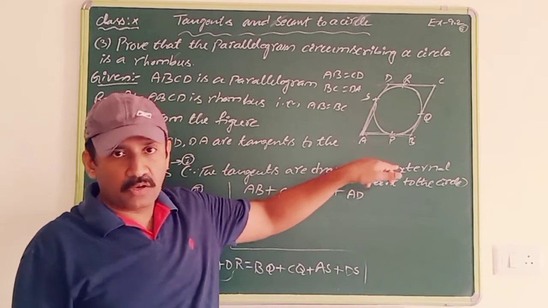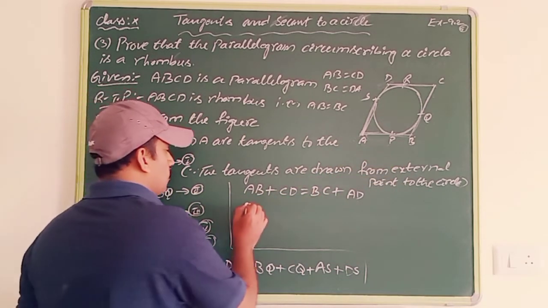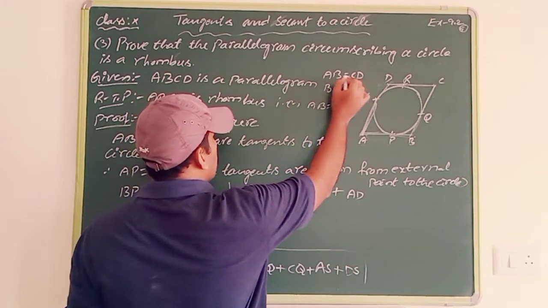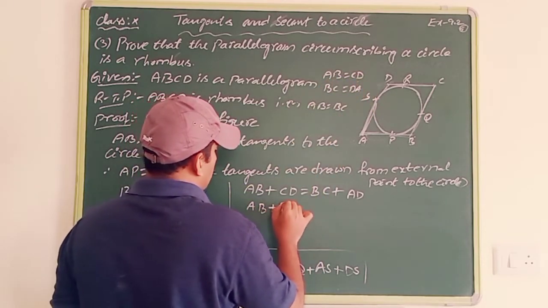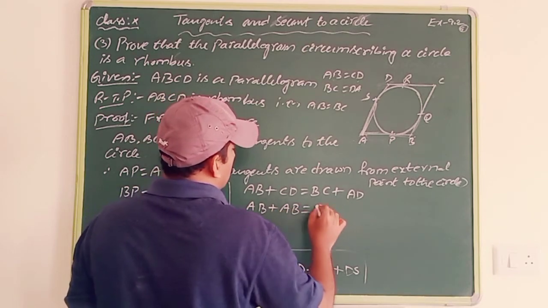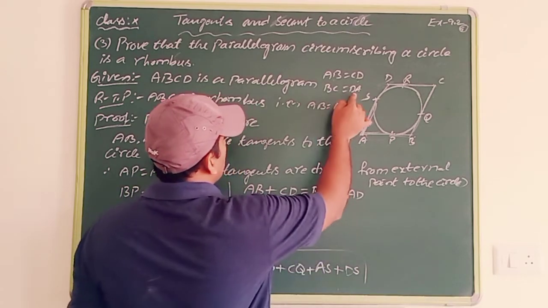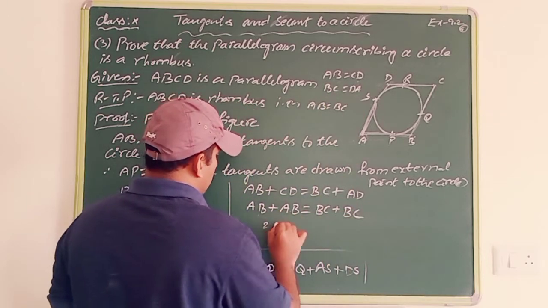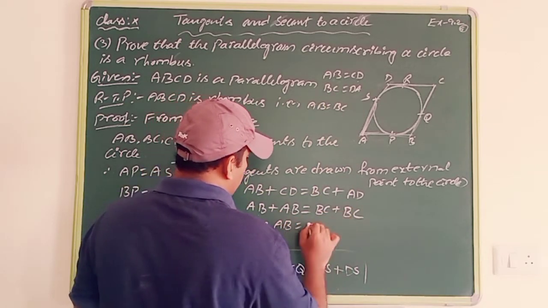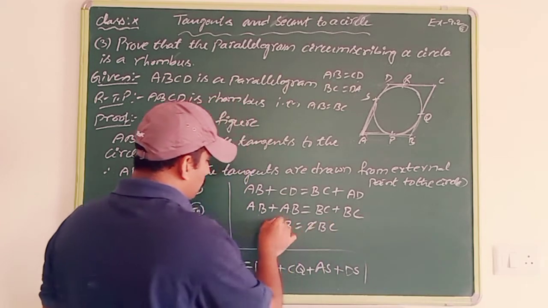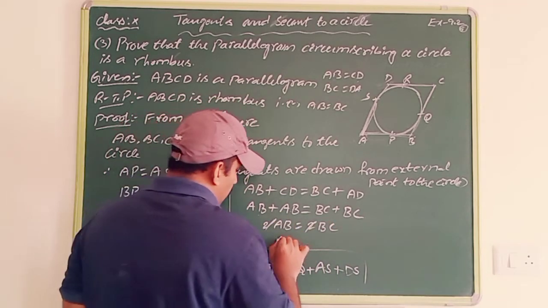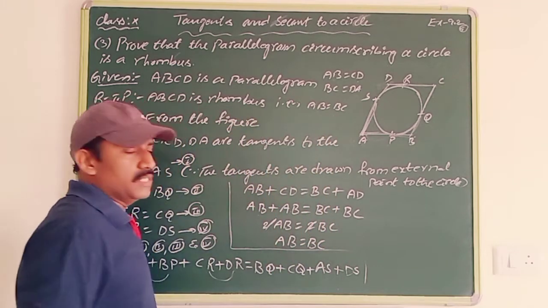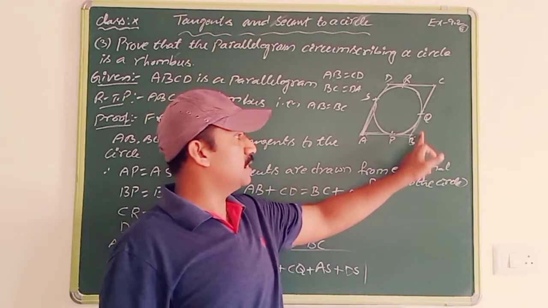But it is given as a parallelogram, so in a parallelogram, opposite sides are equal. AB is equal to CD, so instead of CD, I am going to write AB. So AB plus AB, this is 2AB. Instead of AD, we can write BC. So BC plus BC, this is 2BC. The 2 cancels on both sides. Then we have AB is equal to BC. AB equal to BC means it is a rhombus, since adjacent sides are equal.